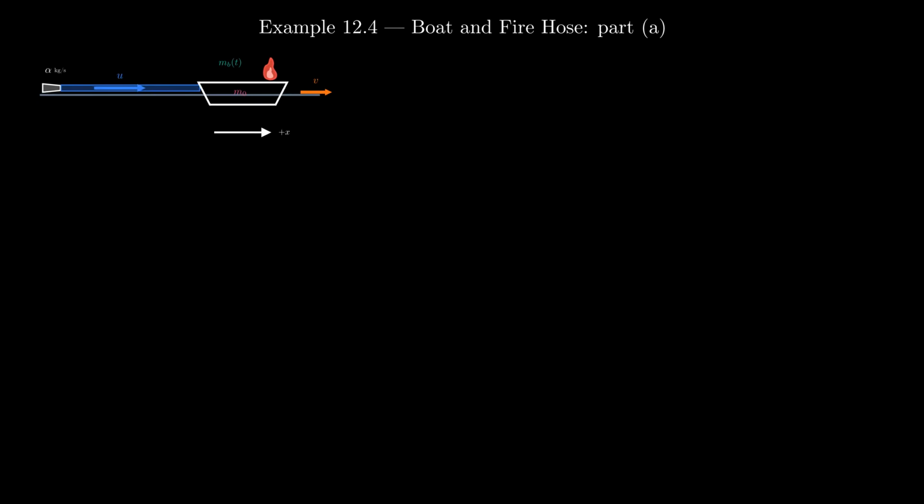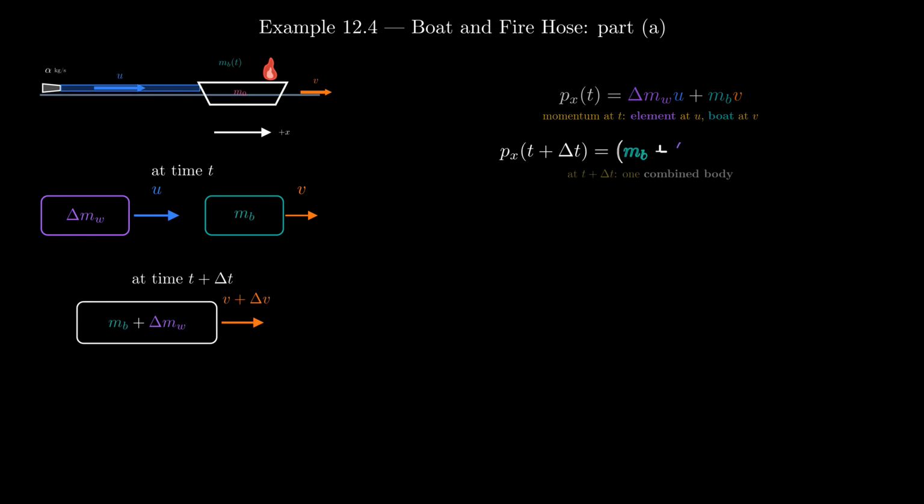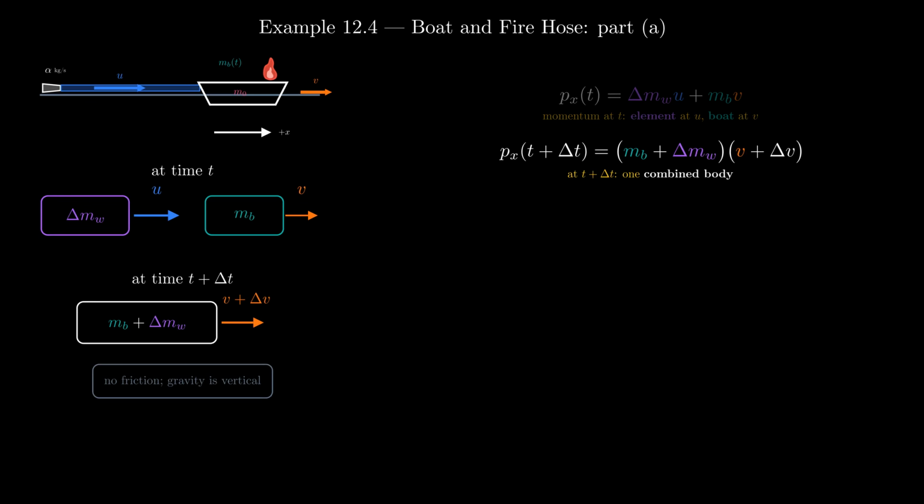Now the two momentum diagrams. At time t, the water element delta m sub w flies at speed u, while the boat of mass m sub b moves at v. The momentum is delta m sub w times u plus m sub b times v. At time t plus delta t, the element has landed. One combined body of mass m sub b plus delta m sub w moving at v plus delta v.